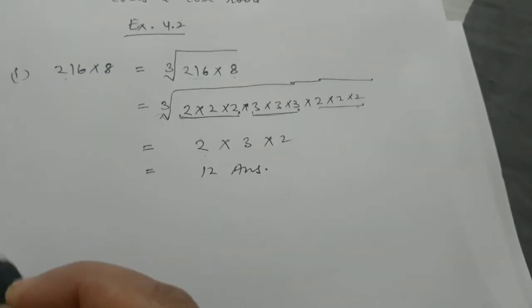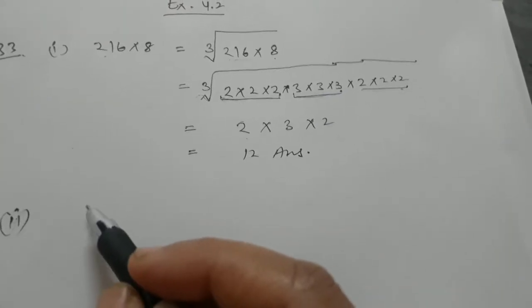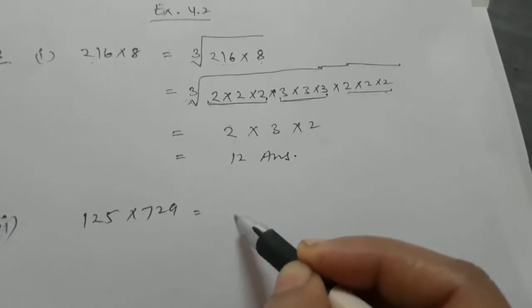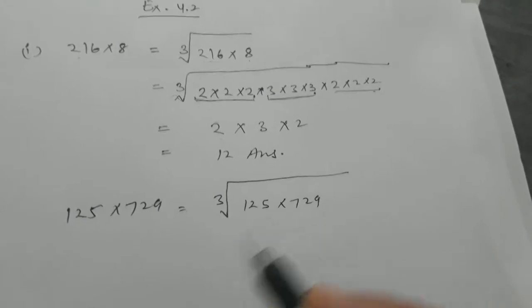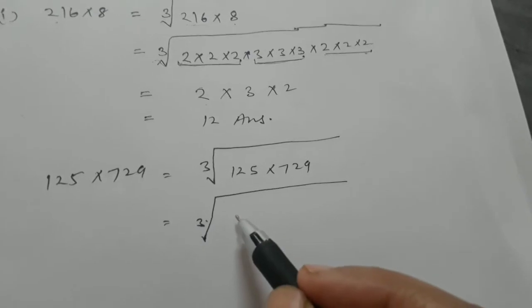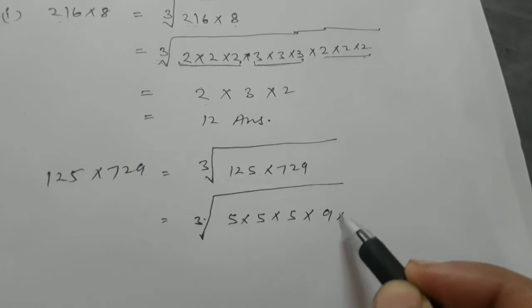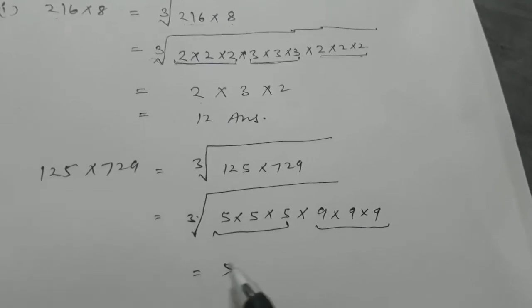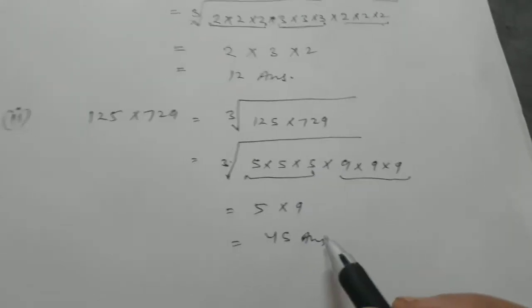Now come to the second part. The second part here is given as 125 into 729. Same step, 125 into 729. So factors are 5 into 5 into 5 and 9 into 9 into 9. So from these 5s and from these 9s, one will come out. So 45 will be our answer.